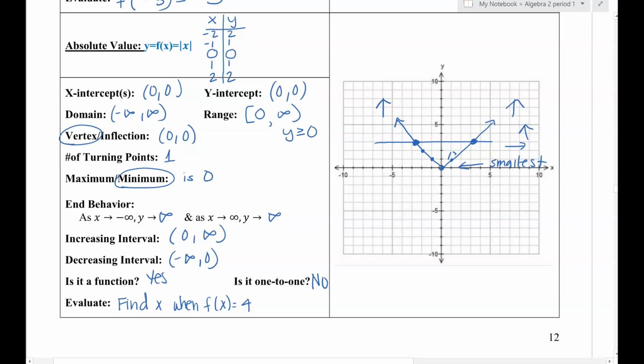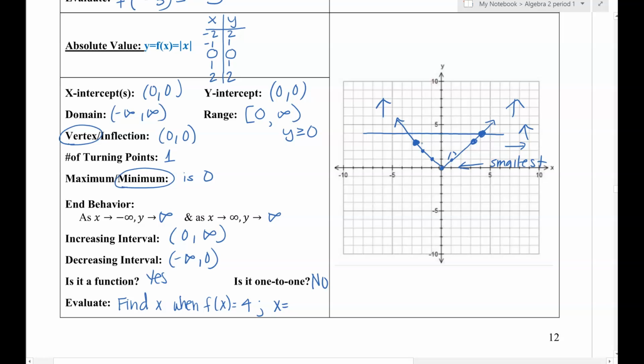Now write this in, evaluate, find x when f of x is 4. So I want to look for x when y is 4. So 1, 2, 3, 4. I'm going to go up and draw a line here. As you can see, I should have two x values. One on the right side, so that's going to be a positive 4. So x equals 4. And then one's on the left. But if you look at my graph, it's a little bit off. Would you agree? Because graphing by hand is never really perfect.